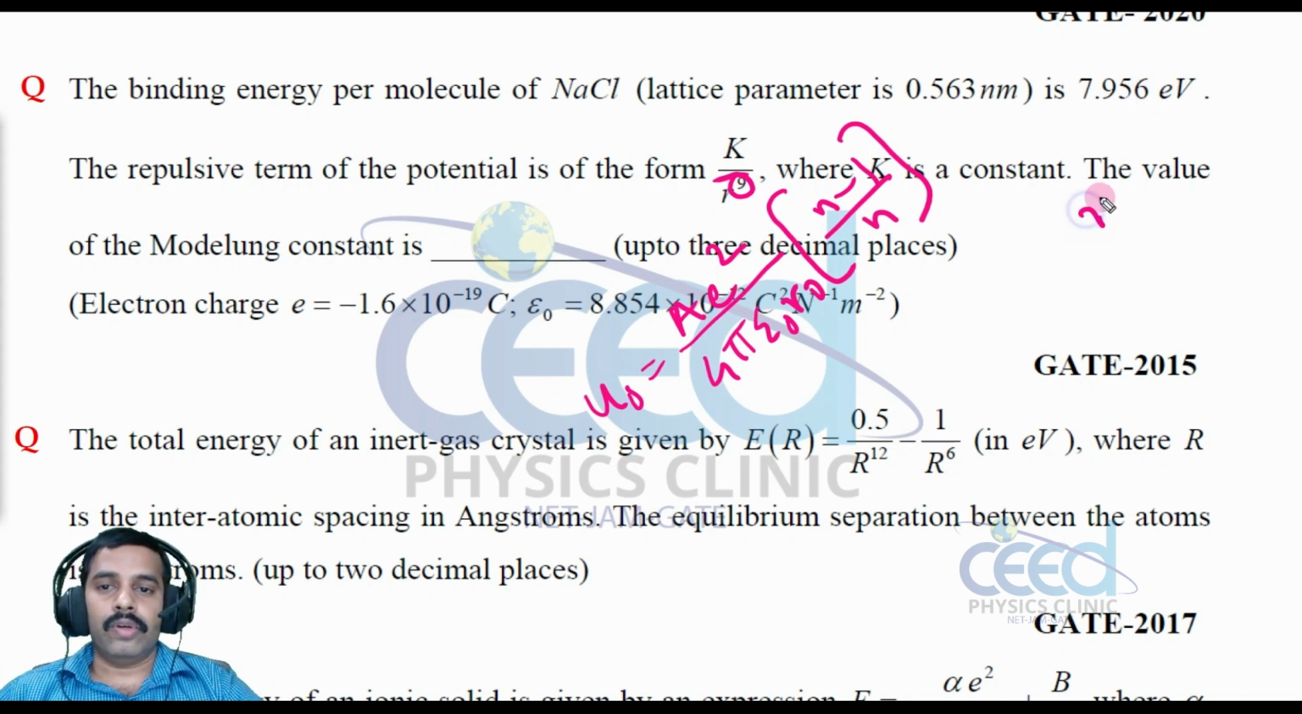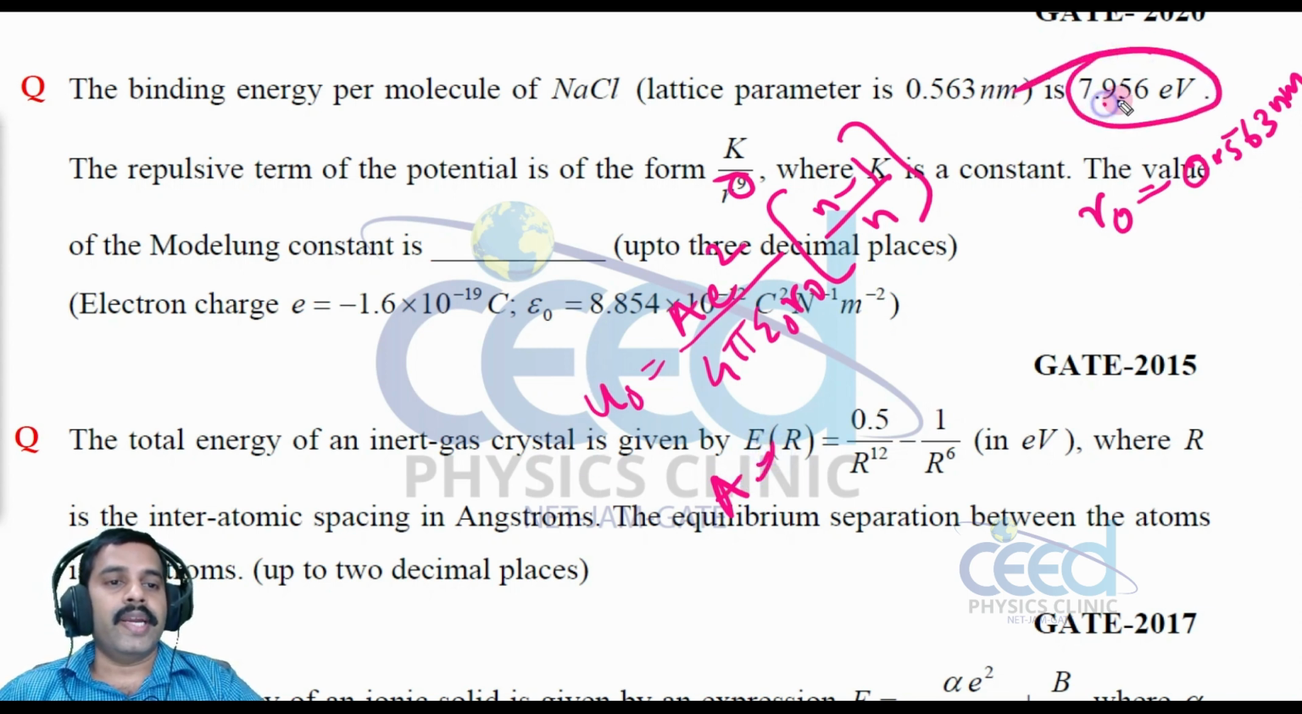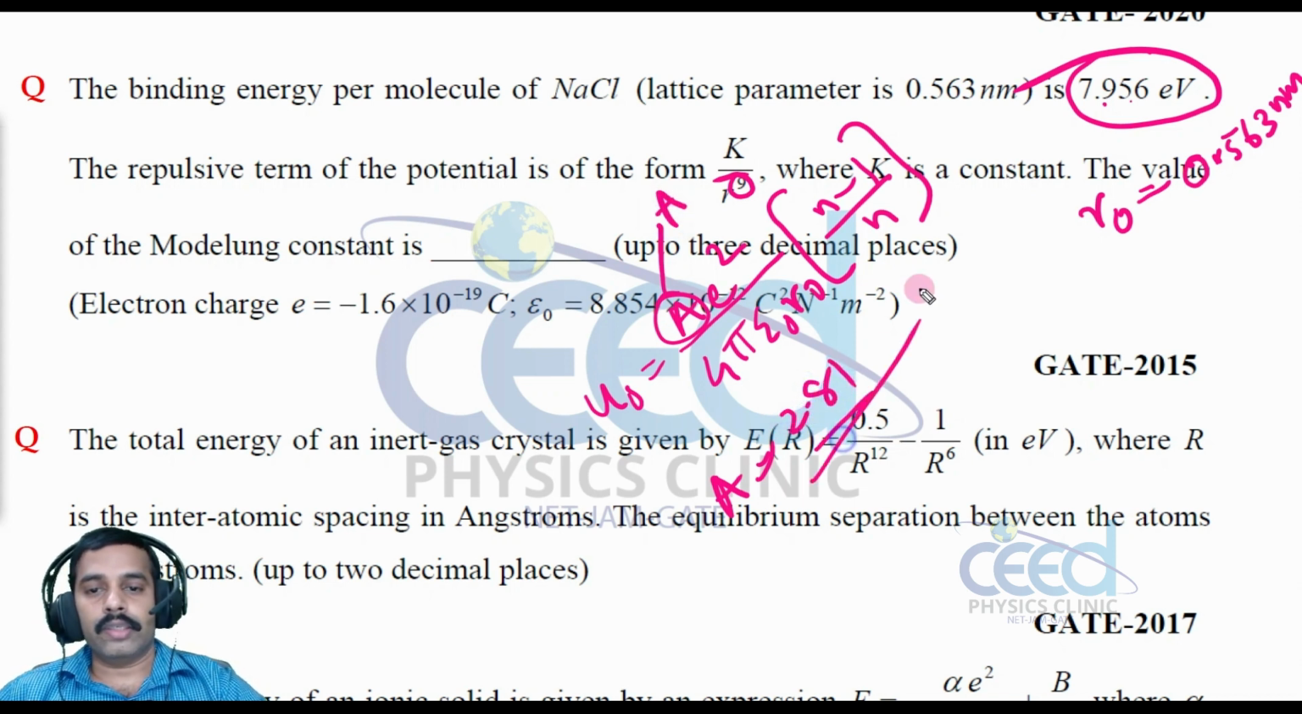This r0 represents the lattice parameter, that is equal to 0.563 nanometer. The epsilon 0 value is given, the electronic charge is given, and the n value is 9. Now you can solve for A. U0 is also given, that is 7.956 electron volt. So all the parameters are given, and we need to solve for the Madelung constant A. When you solve, you will get A equal to 2.81. So 2.81 will be the answer.